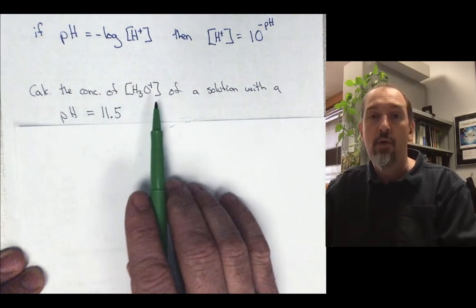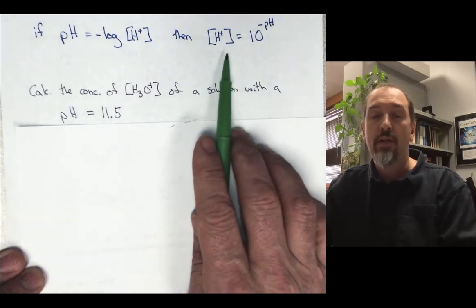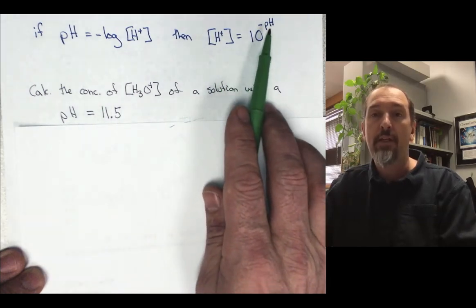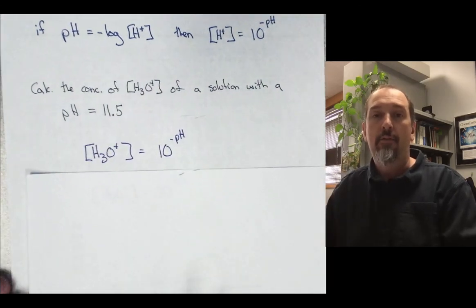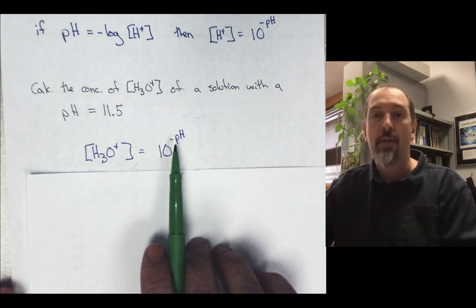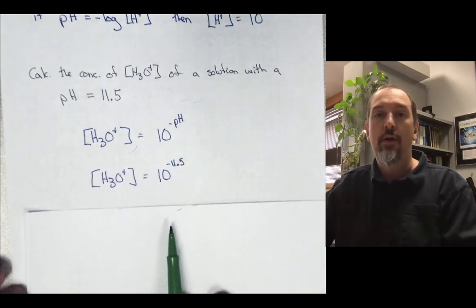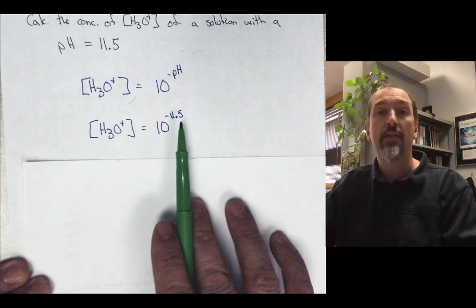Now we want to know what the concentration is, and we're given the pH. So we're going to use this equation to calculate the concentration by plugging in the pH value. So the concentration of the hydronium ions equals 10 raised to the minus pH, or the hydronium ion concentration equals 10 raised to the minus 11.5.